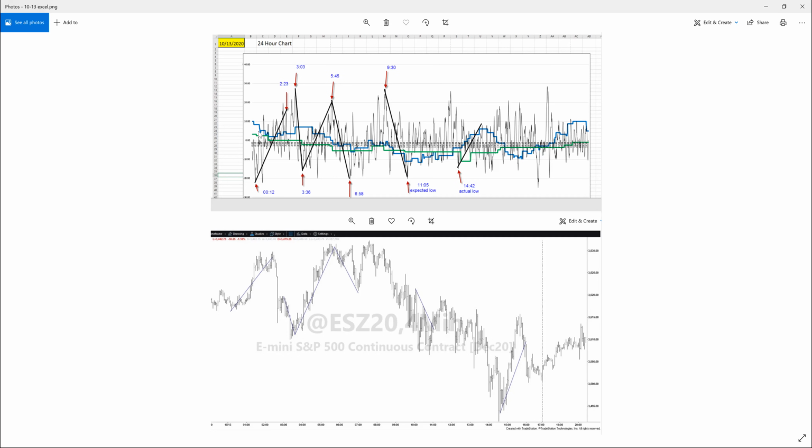So what we're looking at here on the first trend line move, right after midnight up until 2:23 in the morning, we have a nice uptrend. We've got the green line above the zero line, the blue line above the zero line.